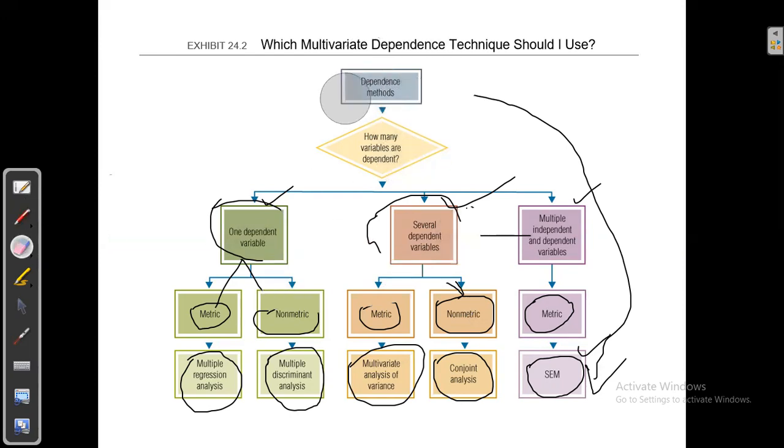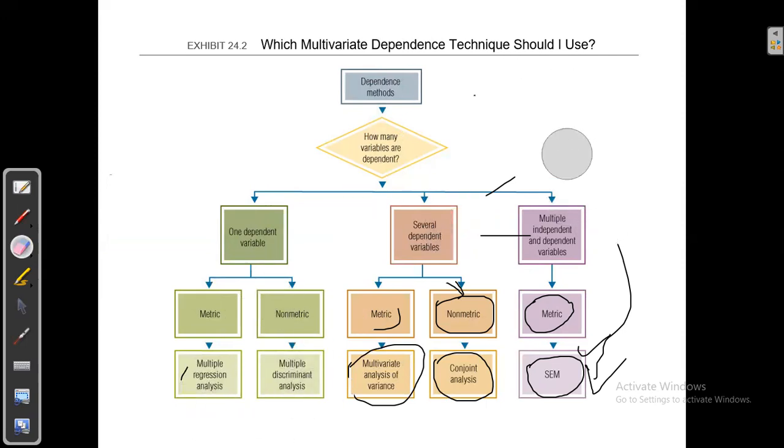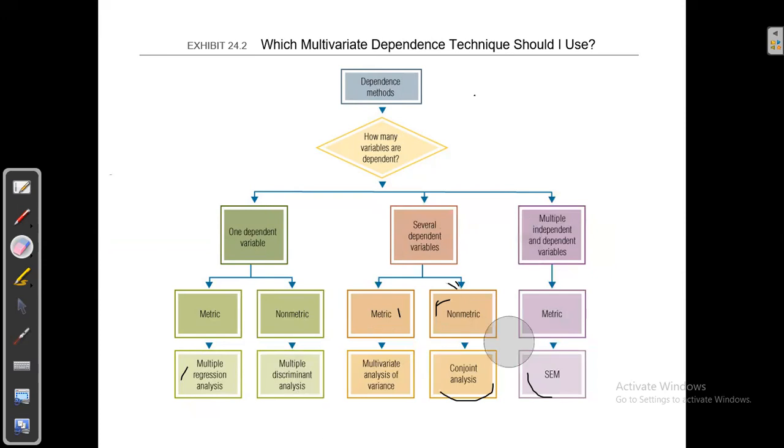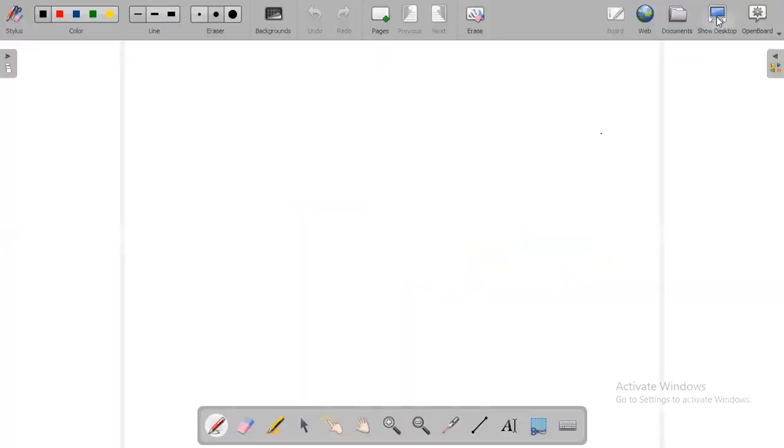And then when it comes to interdependence methods, there are a number of interdependence methods, some of which can be classified using a similar flowchart on the next slide.